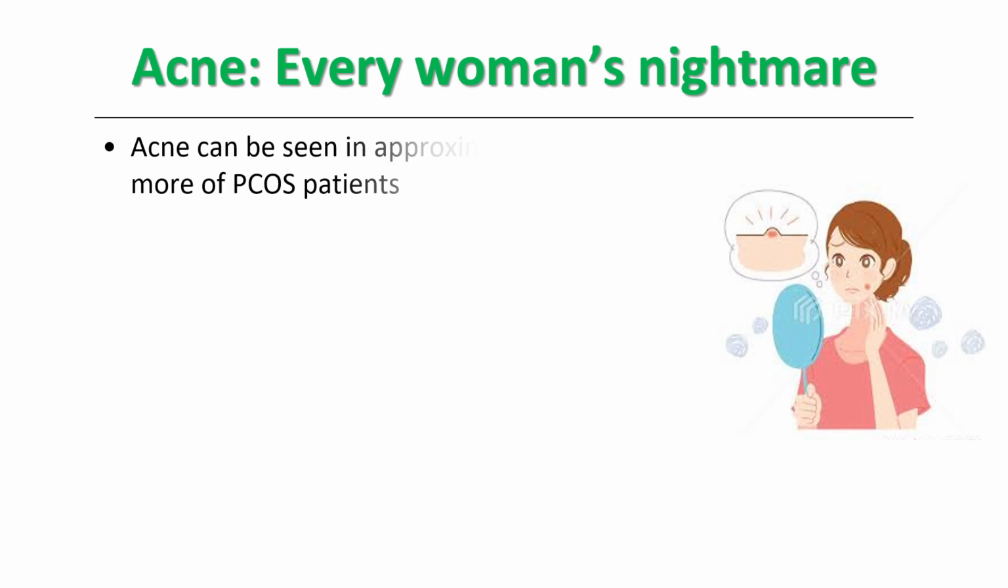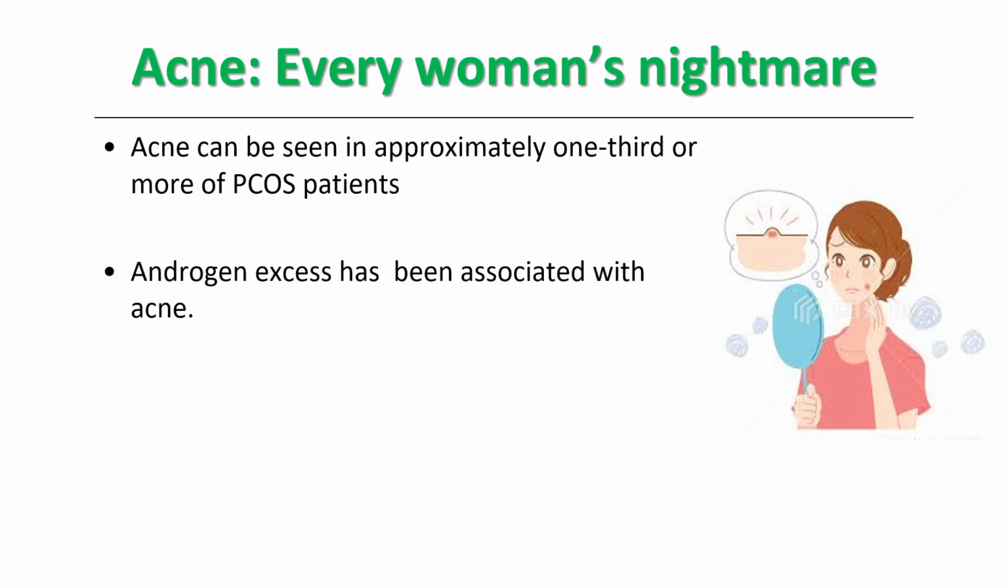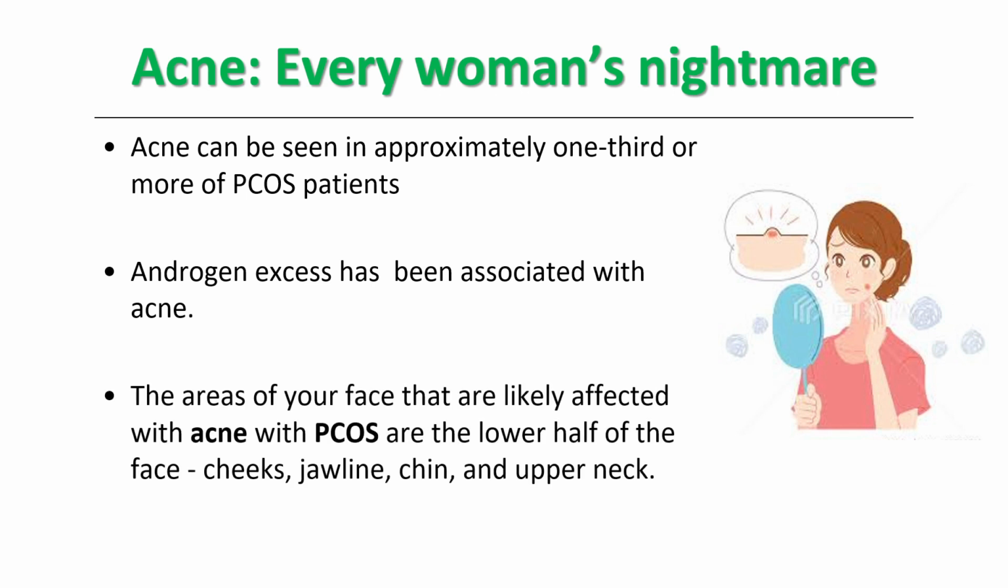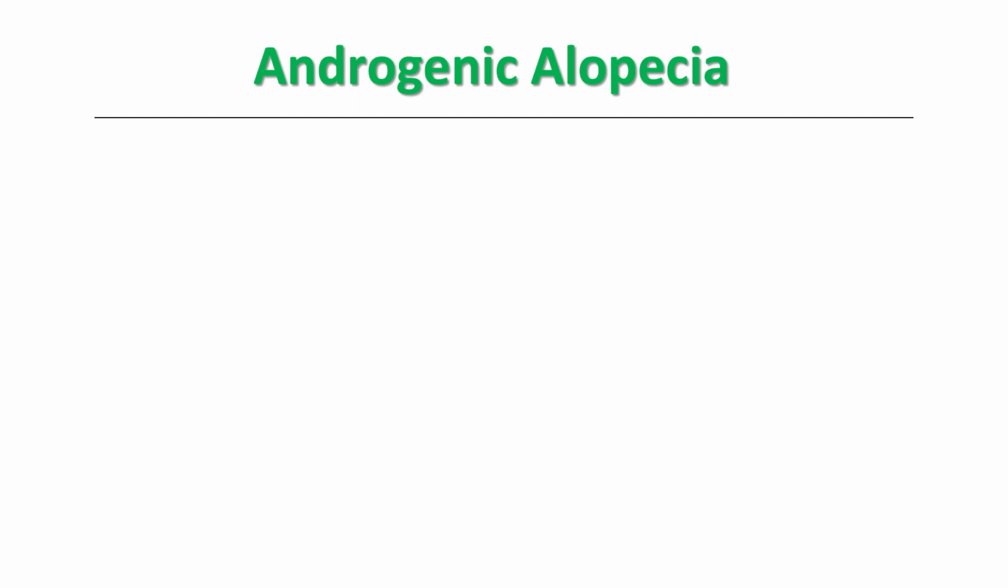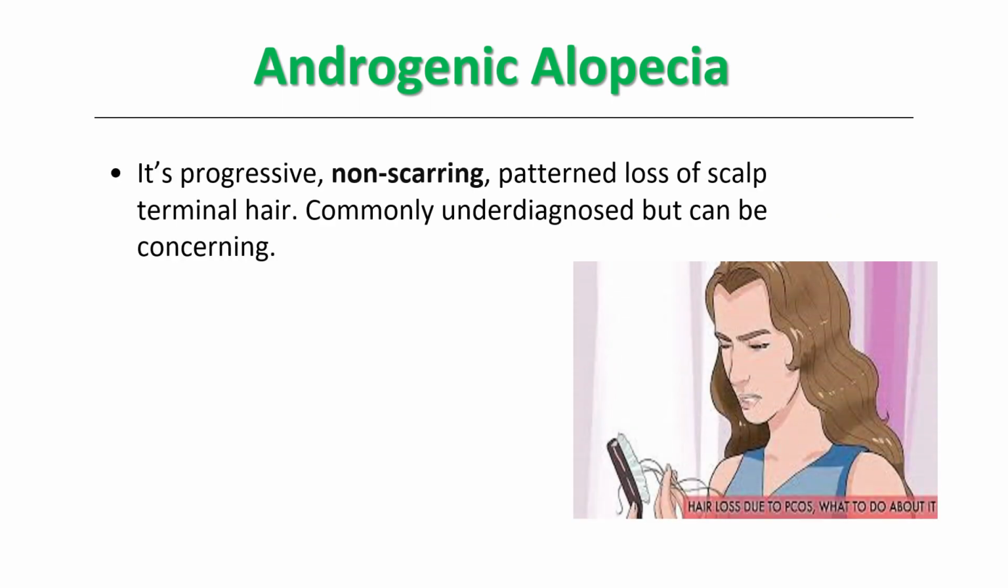Acne, again, every woman's nightmare. It can be seen in approximately 1/3 or more of PCOS patients. Androgen excess has been associated with acne. The areas of the face that are likely affected with acne are the lower half of the face, cheeks, jawline, chin, and upper neck. Androgenic alopecia is a progressive, non-scarring, patterned loss of scalp terminal hair, commonly underdiagnosed but can be really concerning.